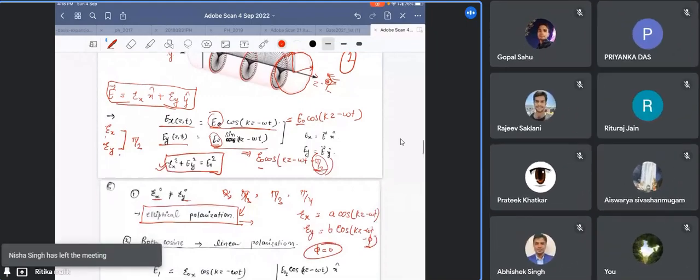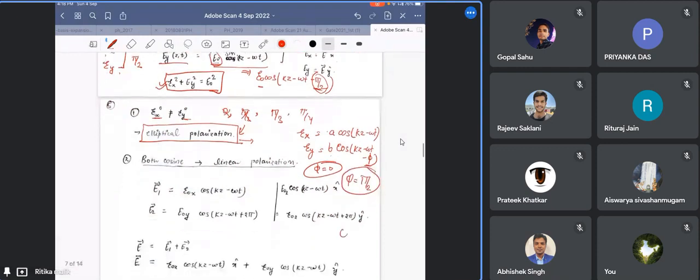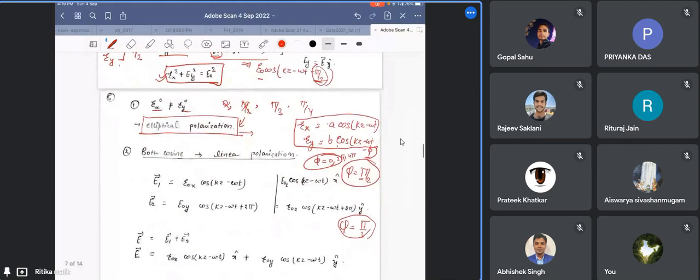And if phi is pi by 2 and a equals b, that will lead to circular polarization. If phi is something else, like zero or a multiple of 2 pi or 4 pi, so that the cosine will not change, or a multiple of pi by 2, and if it is something else like pi by 3, then it will be elliptical polarization. So elliptical polarization is the most general form of the equation.